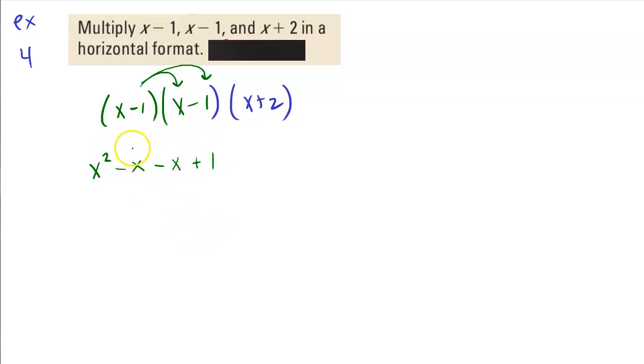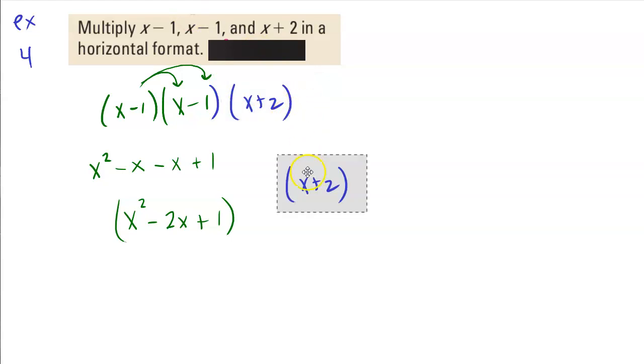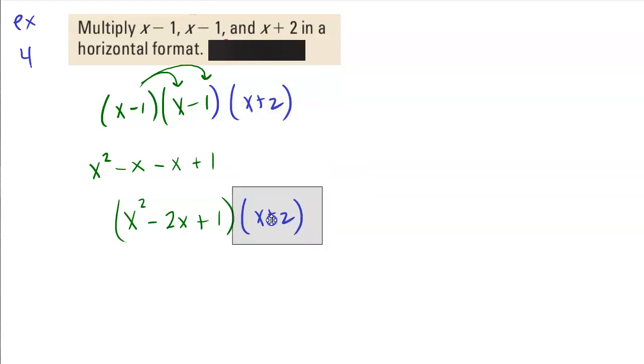So again, I'm just going to work in the green part first. I'm going to combine my like terms, and I'm going to get x squared minus 2x plus 1. And this is what I get when I multiply those two, x minus 1 and x minus 1. I'm still not done with the problem, because I have to take this x plus 2 right here, and I still have to multiply that. So I'm going to bring this down, right? And then I'm going to go ahead and multiply these together.